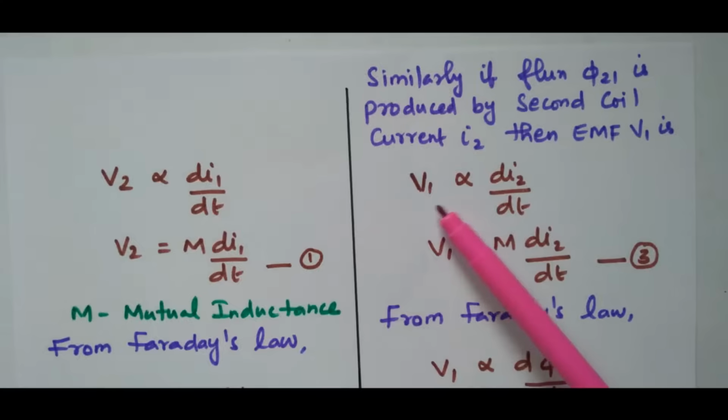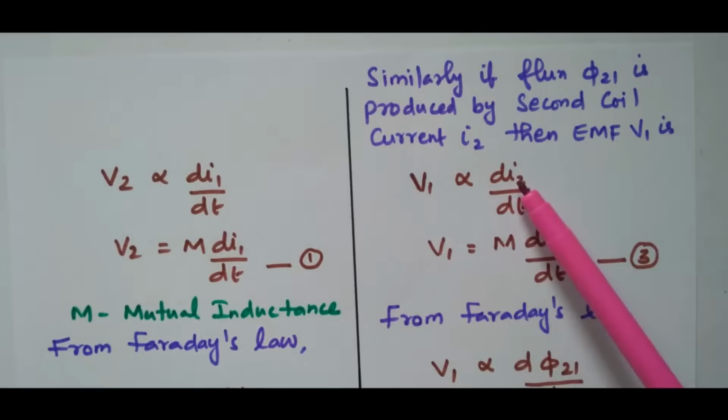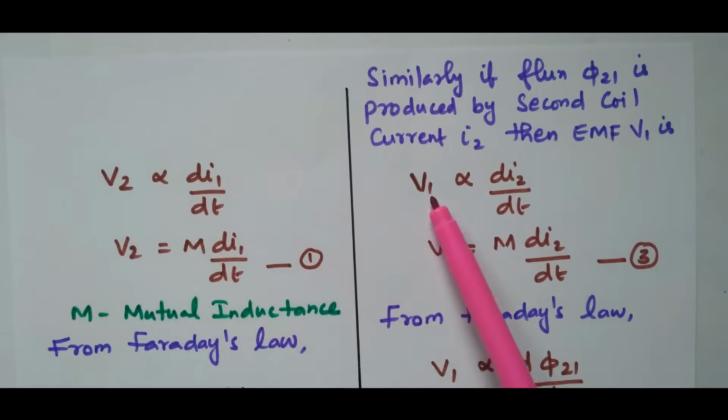Now V1 equal to M di2 divided by dt. The EMF induced in the first coil is based on the current in the second coil, di2 divided by dt. Here it is reversed. V2 is now changed into V1, di1 changed into di2. So V1 equal to M di2 divided by dt. Take this as equation number 3. Right? I think you are able to understand.